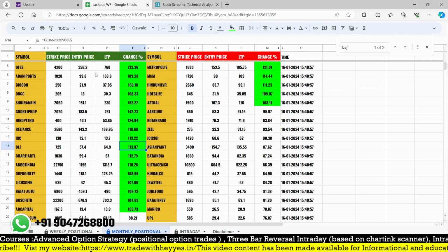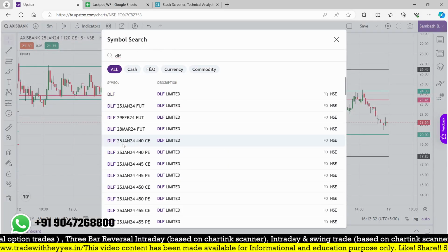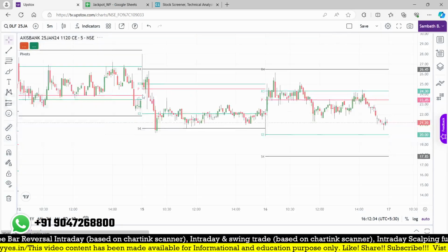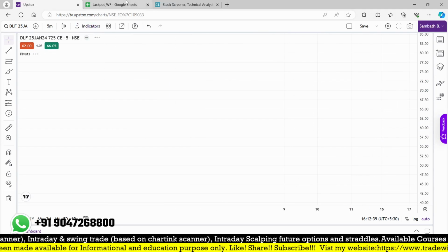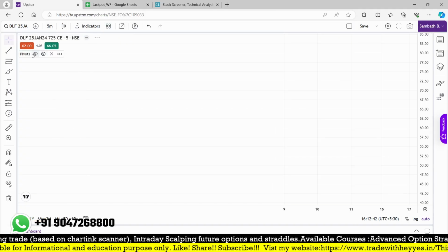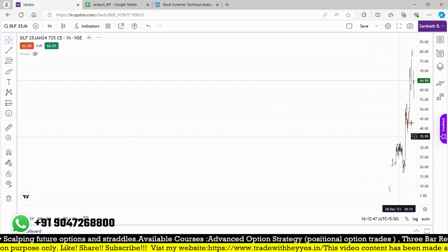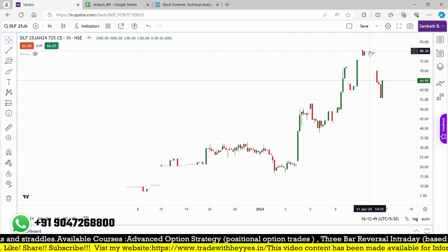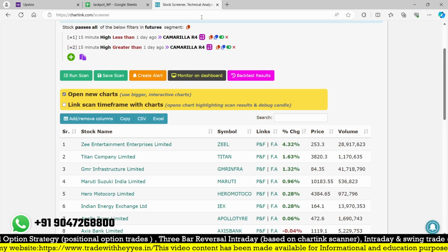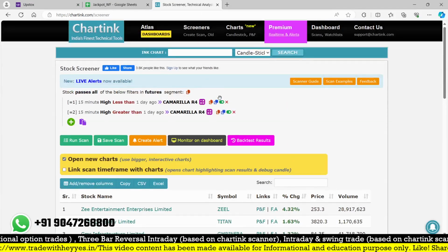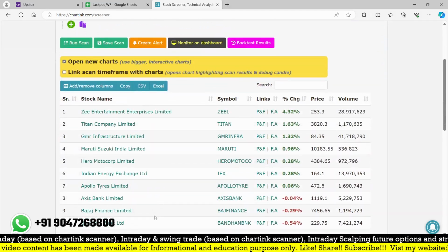DLF 725, 57 is the entry. Today it is down around 20 points. 725 call option, I think. What happened here? I think it went to 7. It went to 80 plus, something around 80 yesterday, and now today it is down, and finally it closed positive. So this will help you find such opportunities in the easiest way with Camarilla R4, and you can even use it for breakout stocks in intraday also. That would be possible.